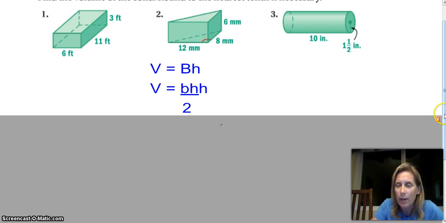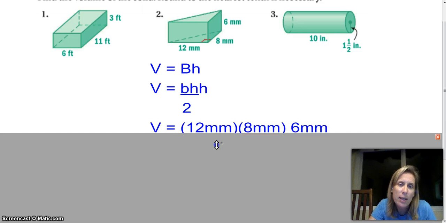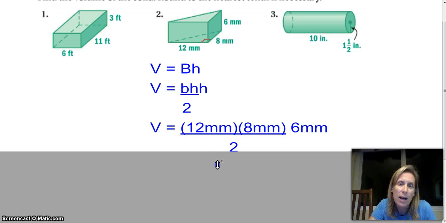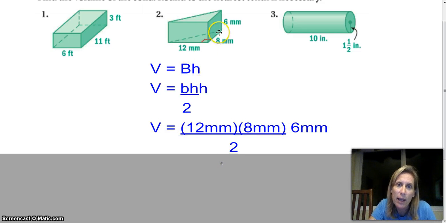Okay, good. So we're going to fill in the important information. What are the base and height of the triangle? Remember, base and height must be always perpendicular. So look at the triangle. Good. You can see 12 millimeters times 8 millimeters. Those are the perpendicular legs of the triangle. And then we have the distance between the triangles, 6 millimeters.